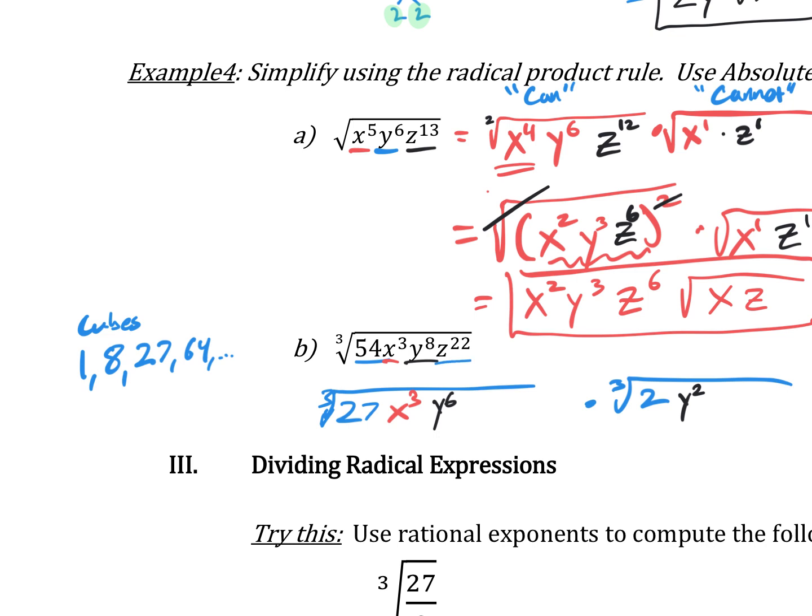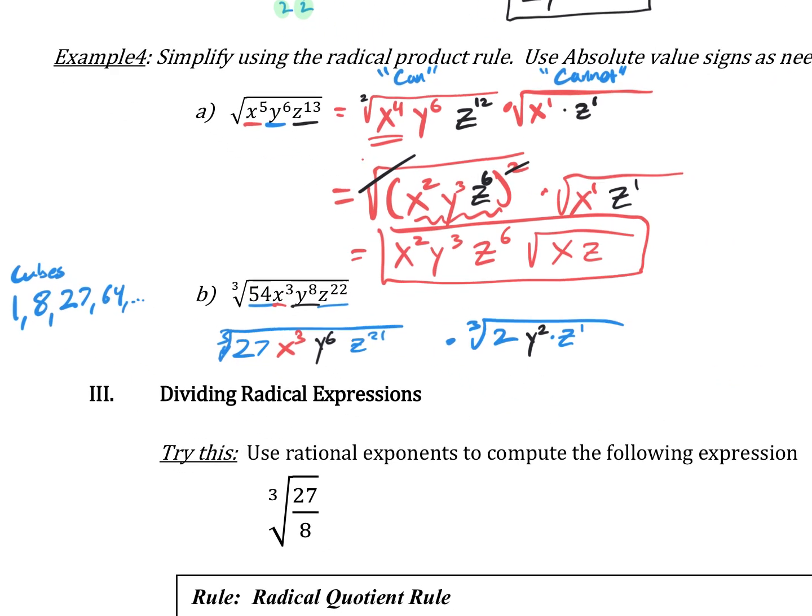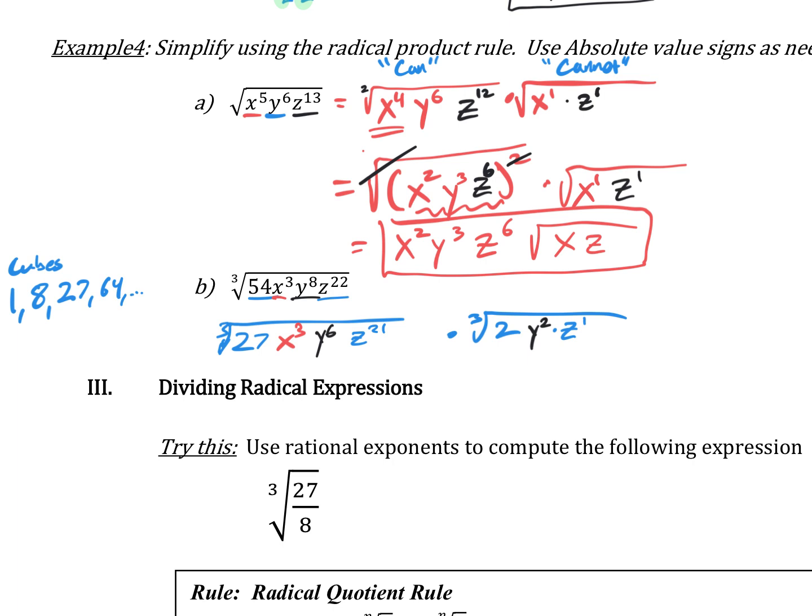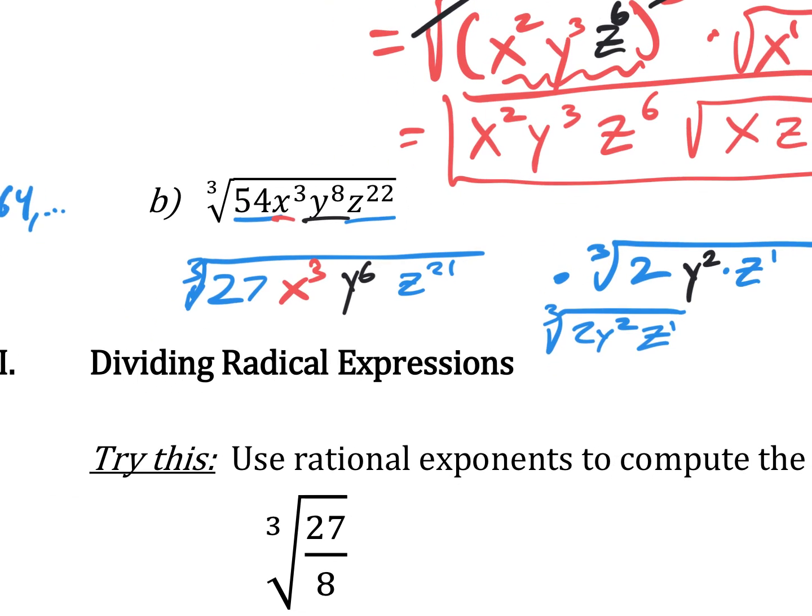And then we have z to the 22. Is 22 divisible by 3? Nope. The closest we can get is 21, so we have z to the 21. But we need 22 z's, so I need 1 extra z over there. 21 plus 1 is 22. So what does that do for us? Well, we have our leftovers here that we can't deal with: 2y squared z to the 1st. Let's try that a little better. There it is.